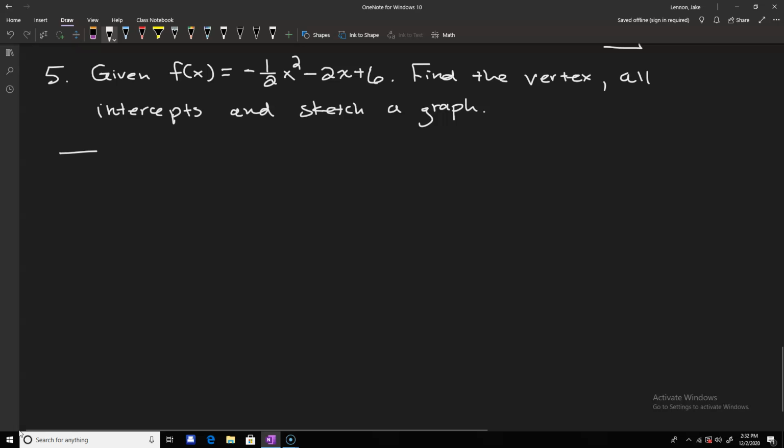So remember, the vertex formula is the x-coordinate occurs at negative b over 2a. b is negative 2 here, and a is negative 1/2.